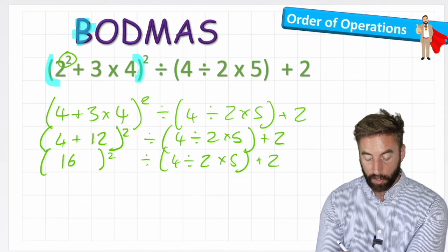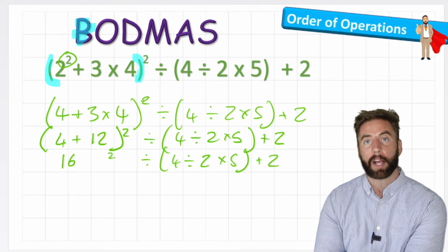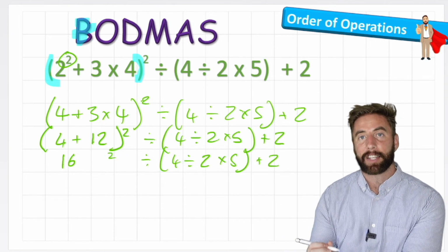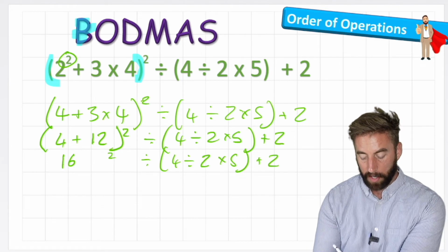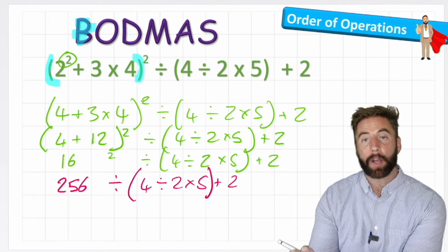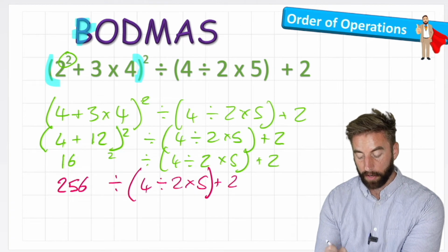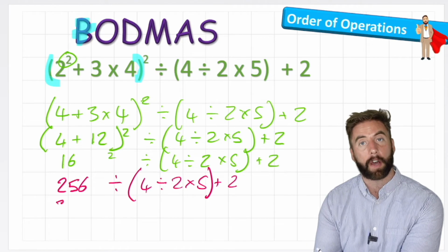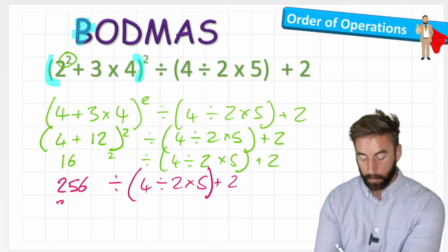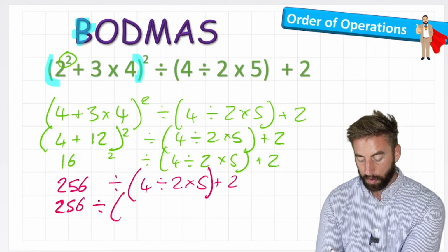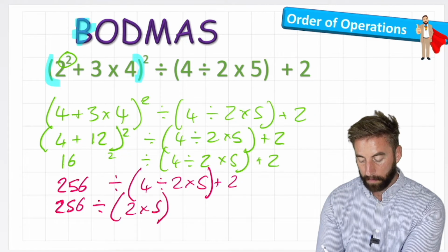And because 16 is on its own, I can actually get rid of that bracket, and I can simply work out 16 squared. And 16 times 16 is actually 256. So I'd end up with 256. Now I can move on to my other bracket, and I can see that in this bracket I'm going to have to work out the division first, which would be 4 divided by 2, which is 2. So I'd end up with 256 divided by 2 times 5 plus 2.